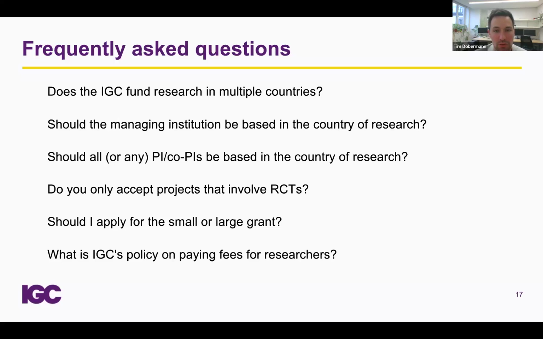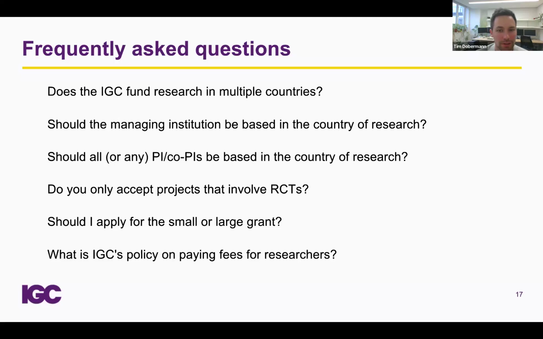So the managing institution can be based in the country of research. It can also be based at a university abroad. That is up to you. And the same applies for any researchers or PIs and co-PIs. They can be based outside of the country of research. They can be based inside. And indeed, we strongly encourage mixed teams of having PIs internationally and PIs locally as well.